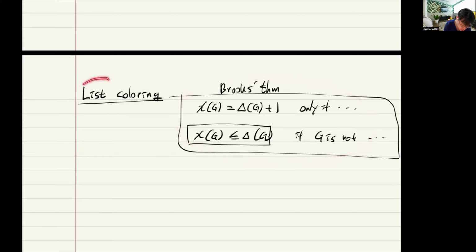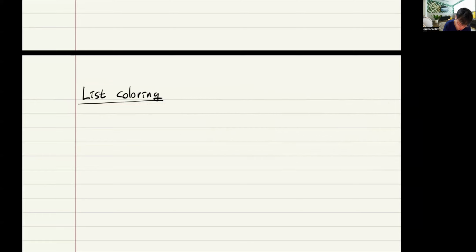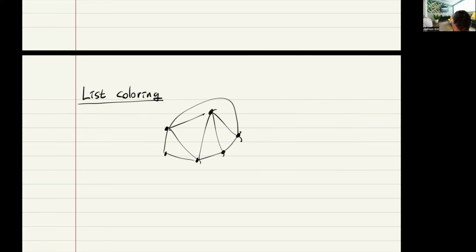And in order to prove this, list coloring is a useful concept. As well, list coloring is also a very general concept, which is more general than just proper coloring. So we will learn this. So again, we are talking about proper coloring, when there is some graph and we want to color its vertices with certain colors so that all the adjacent vertices get different colors.